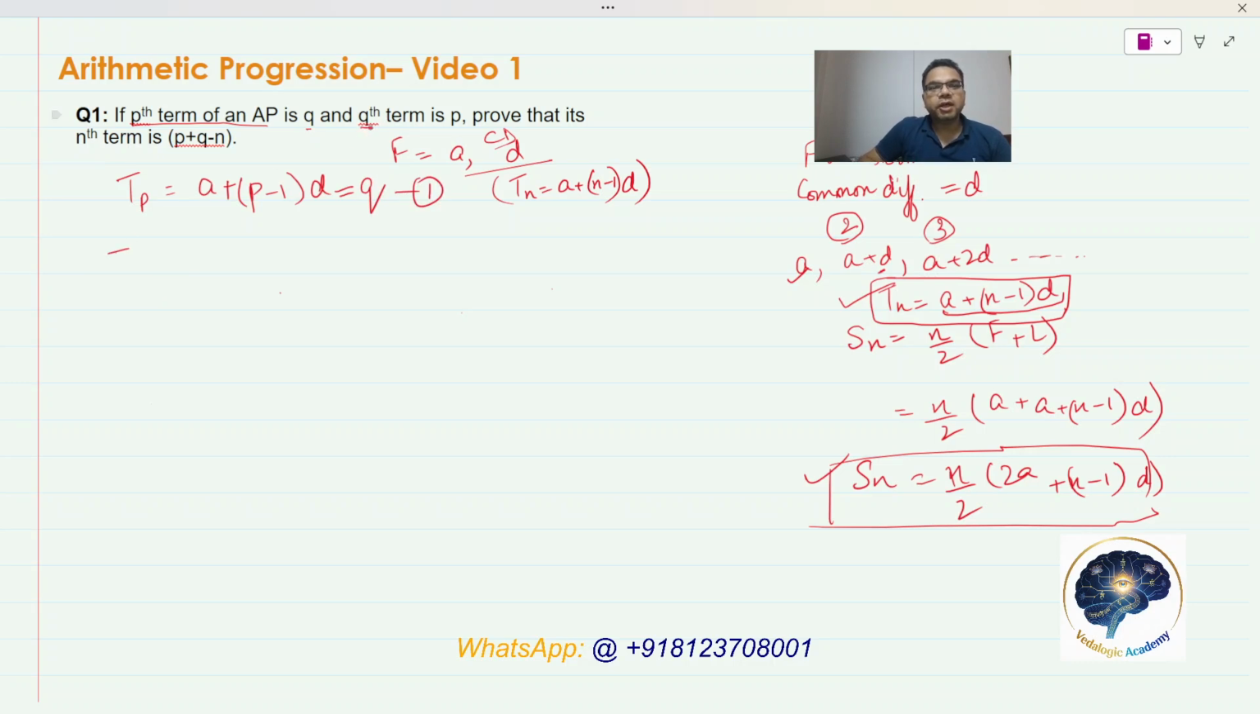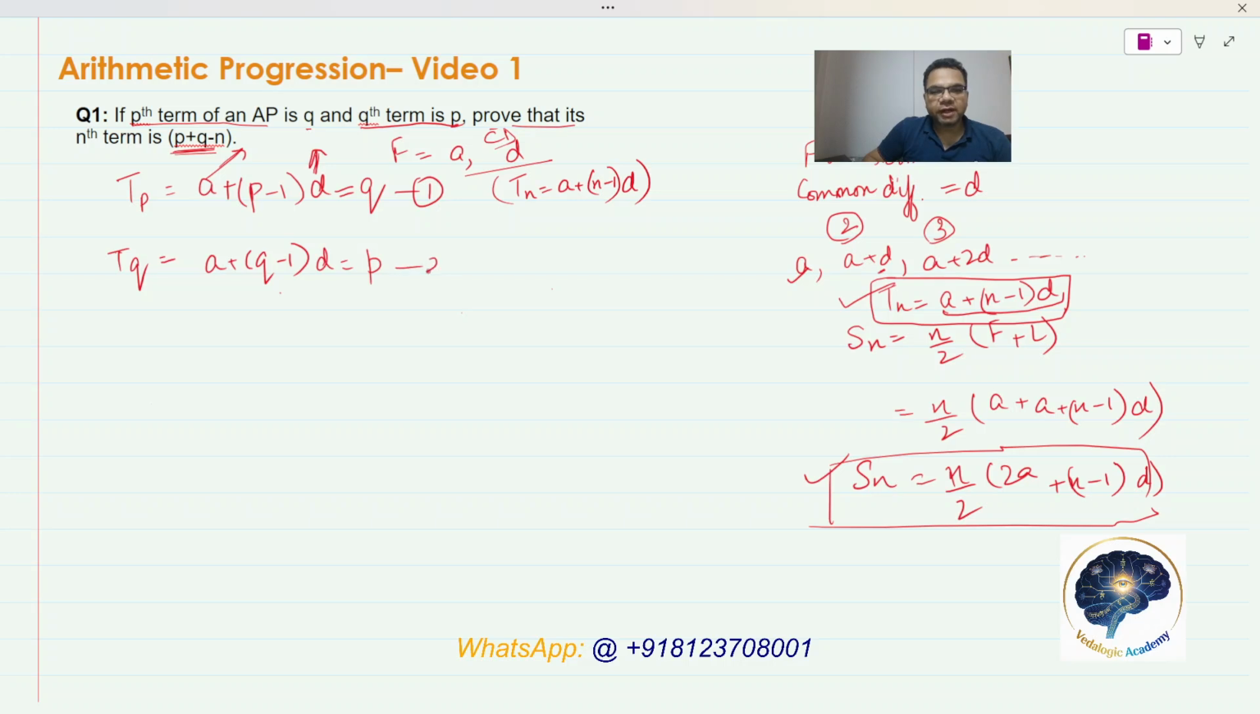Similarly, the qth term is P. So the qth term is A plus (Q minus 1) into D, which equals P, so I put P here. Now we have to prove that the nth term is P plus Q minus n. So I'll try to find the values of A and D from here, and then put them into the nth term, whichever term we want. So we have two equations and two variables. The variables are A and D, which we don't know. P and Q are already mentioned in the question, so we are aware of them. So we have to find the values of A and D.